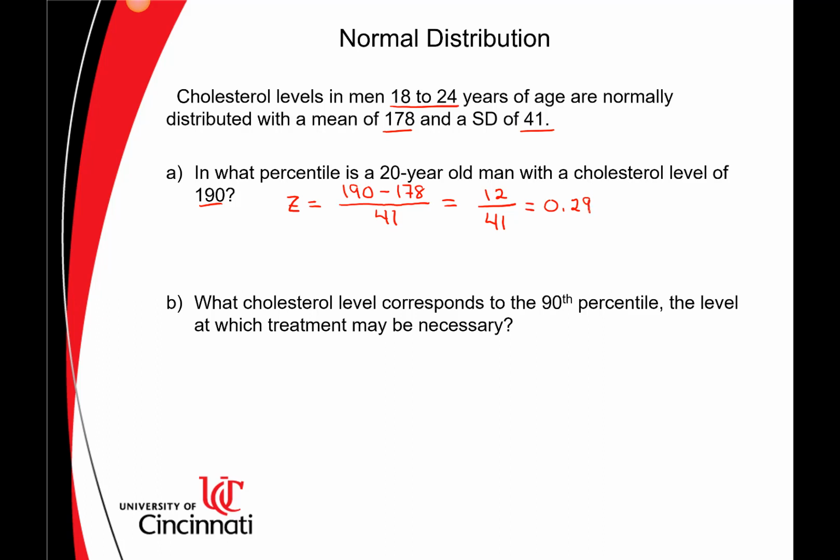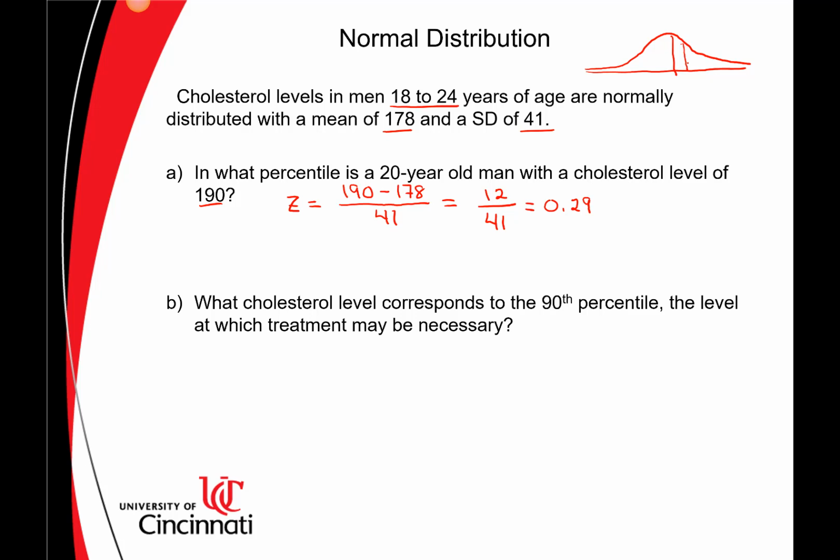Okay, so what does 0.29 mean? Well, by being positive, it means we're a little bit to the right of the mean. If you look at the bell curve, a z-score of 0 puts you right in the middle. This z-score being a little bigger than 0 is going to put us somewhere over here, which is going to put us in the upper half, isn't it?